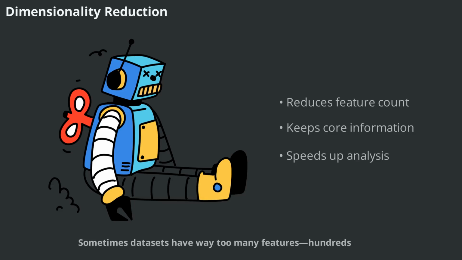Sometimes datasets have way too many features, hundreds of columns, which can overwhelm a computer. Dimensionality reduction is the process of compressing the data, removing redundant or less important features while keeping the core information intact. It's like converting a massive, uncompressed video file into a crisp, lightweight zip file. This makes analysis faster and more efficient without losing valuable insights.